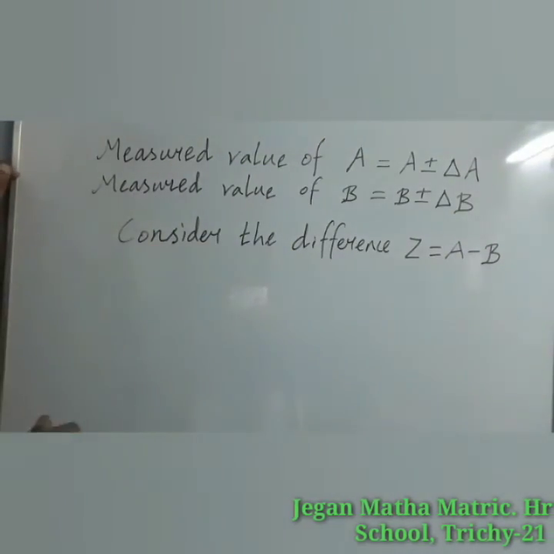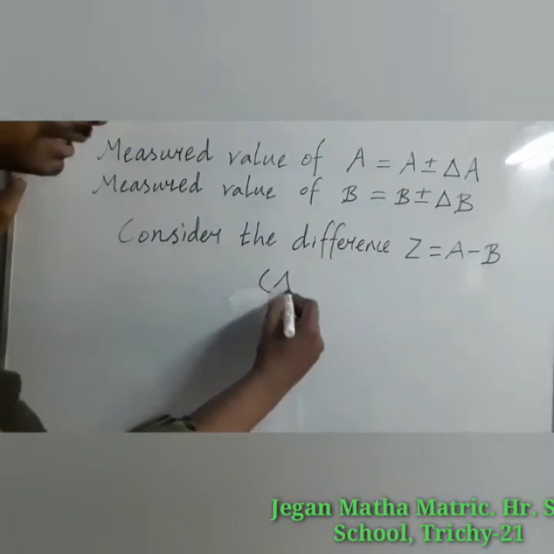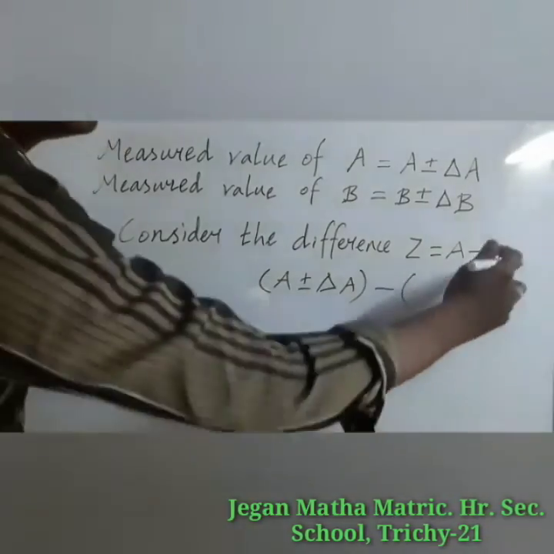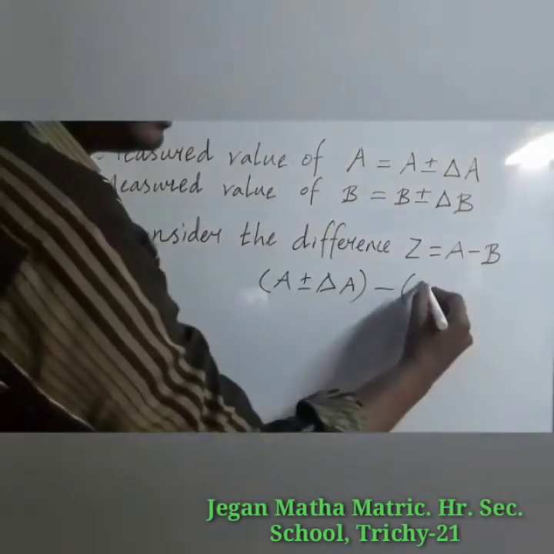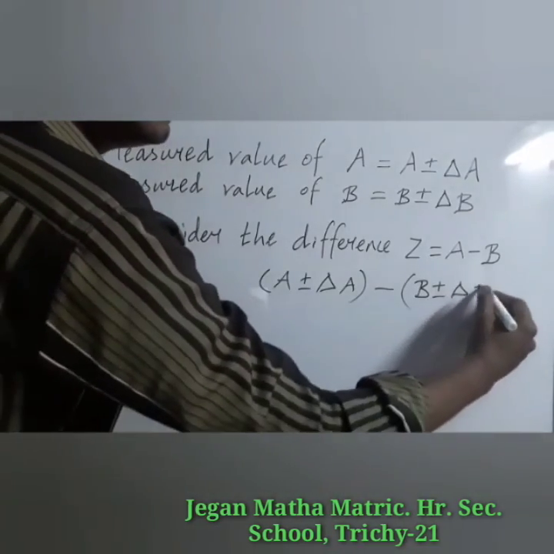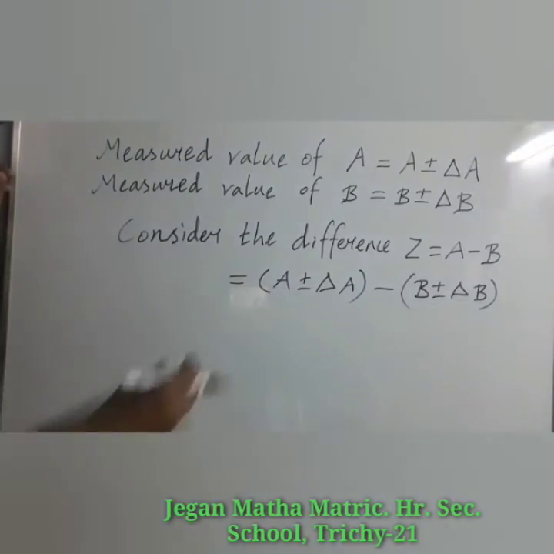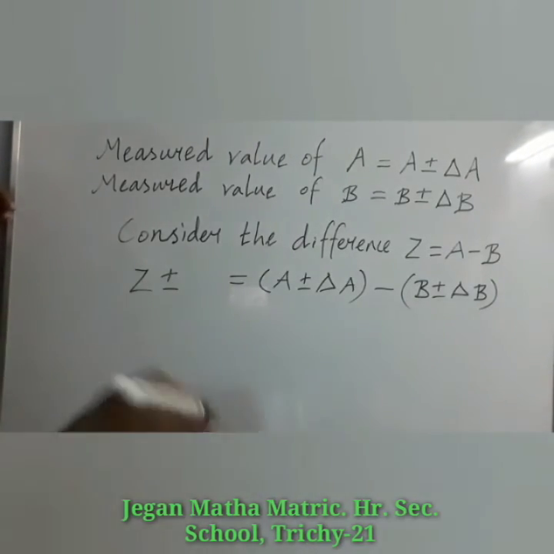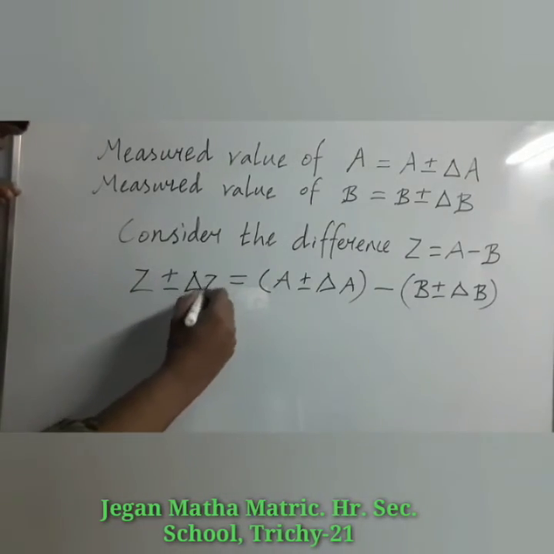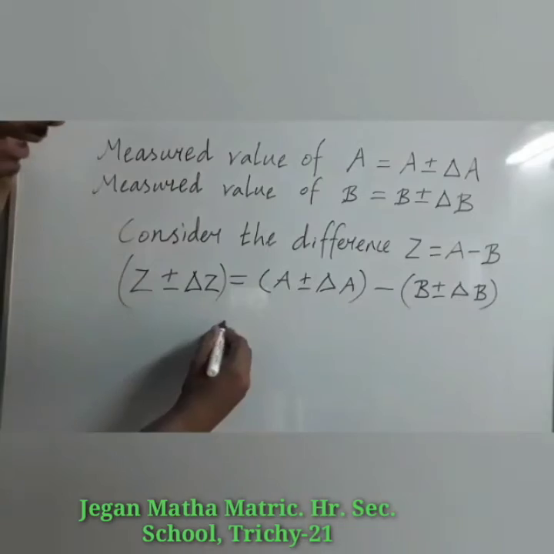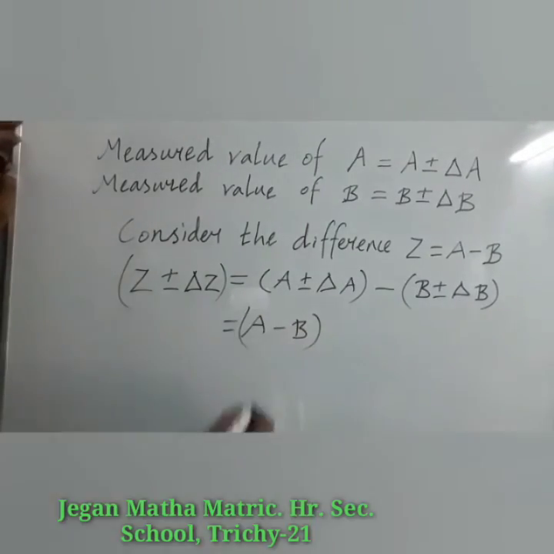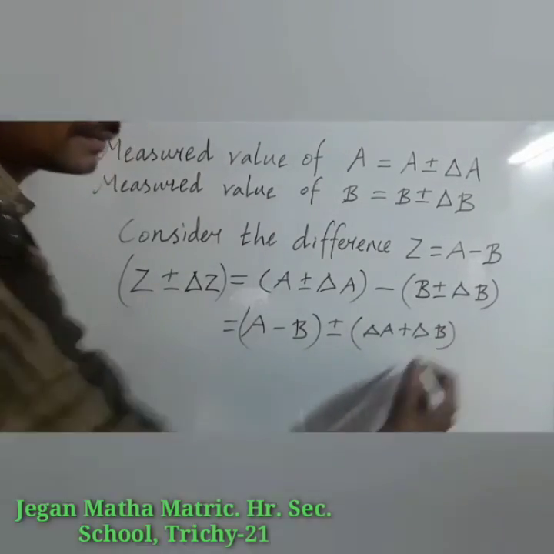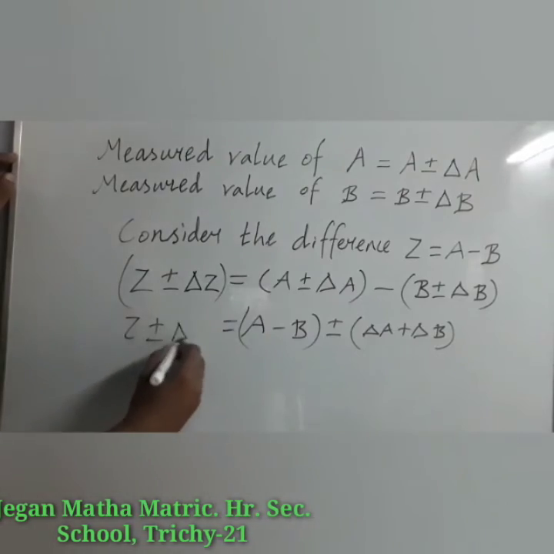So what is the actual value of A? A has certain error in the measurement, so that also can be considered. So A plus or minus del A minus, what is the value of B? B has certain error, so B plus or minus del B. So on the left side we can write the final result, that is Z, but in the final result also certain error will be there. Let us take that as del Z. So it can be rearranged as A minus B plus or minus del A plus del B. Here Z plus or minus del Z.